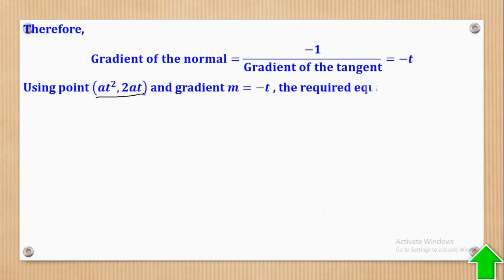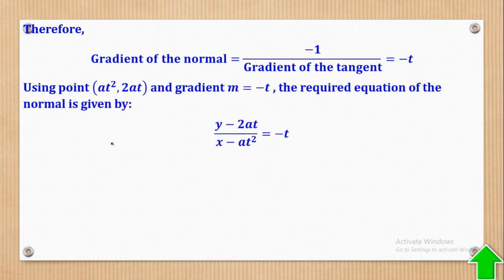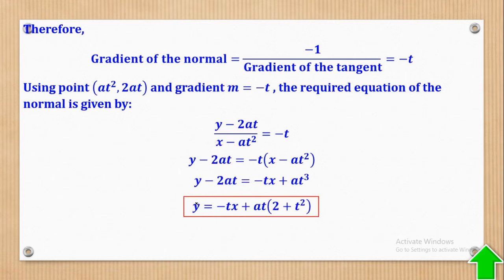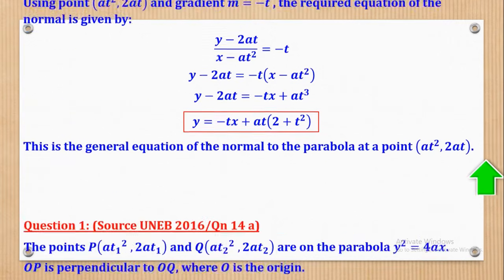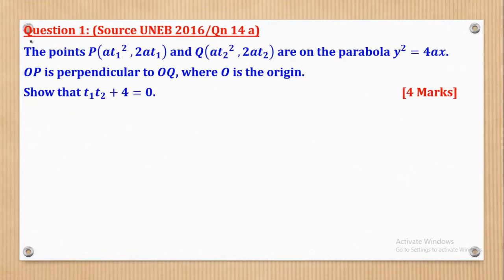Now using this point and this gradient, I can get the required equation of the normal. By using that formula, then cross multiply, then open brackets and make y the subject, and that will be the equation of the normal. So with that knowledge, we shall go through a number of questions.